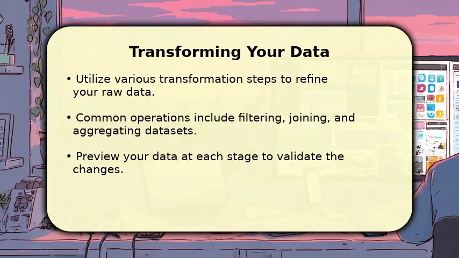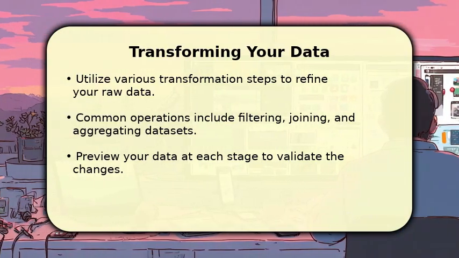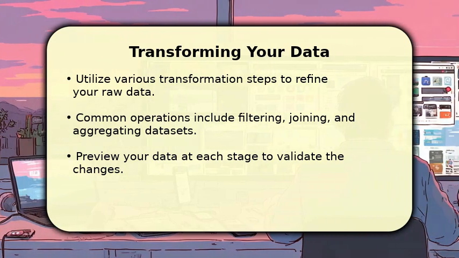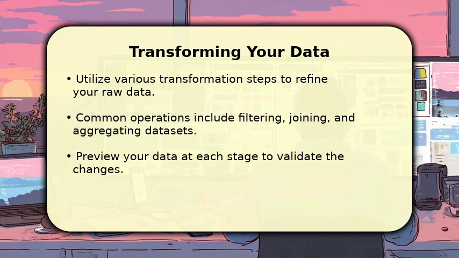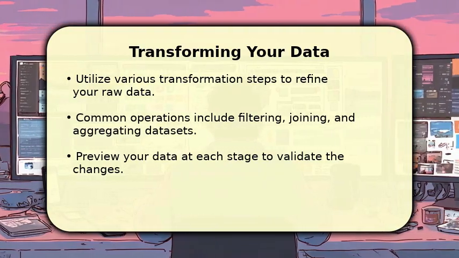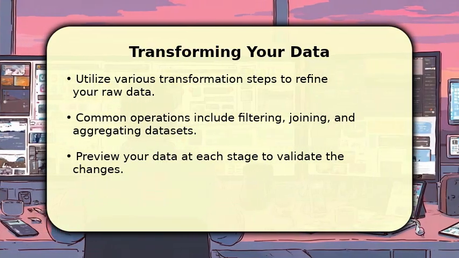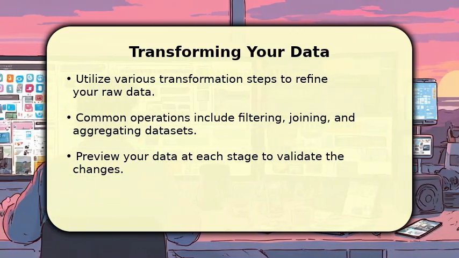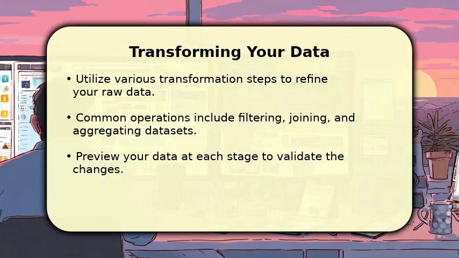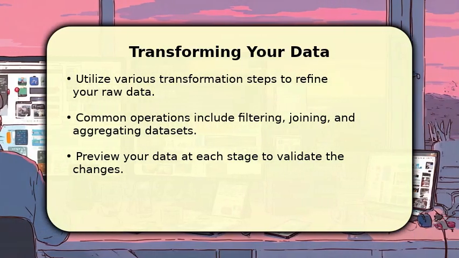Once your source is connected, begin transforming the data using a drag-and-drop interface. You can filter out unwanted rows, perhaps keeping only transactions above $20, or join two datasets based on a common key. Aggregate sales figures by region, for example. Always preview the data after each transformation step. This immediate feedback helps ensure your logic is correct and the output meets your precise requirements.